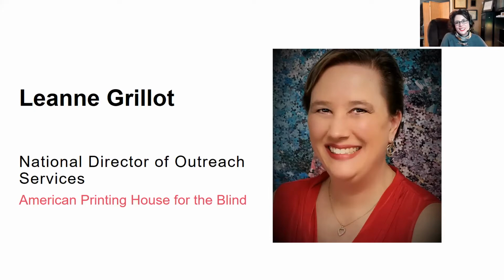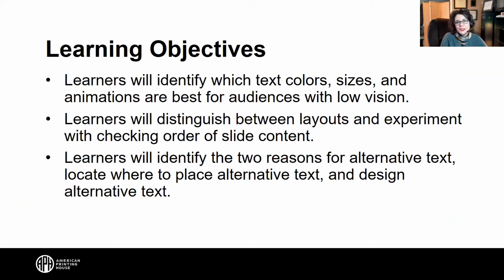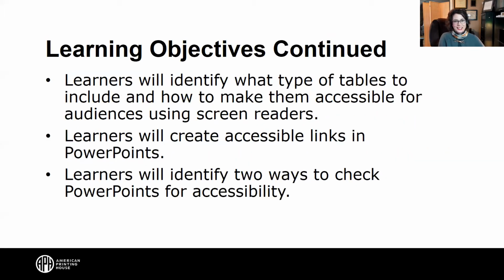For our objectives today, just so that you are aware of what the learning will be, we are going to identify which color texts and sizes, animations are best for audiences with low vision. We're going to distinguish between layouts and experiment with checking order of slide content, something that I learned just recently how to do. And we will be identifying reasons for alternative text, and how to locate the place for alternative text and designing it.